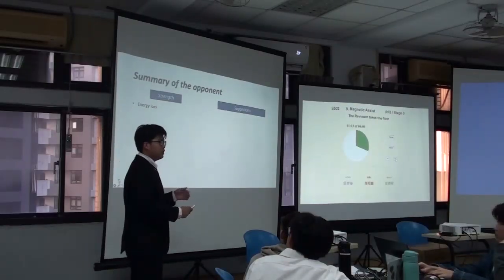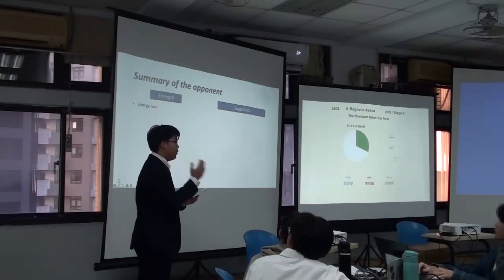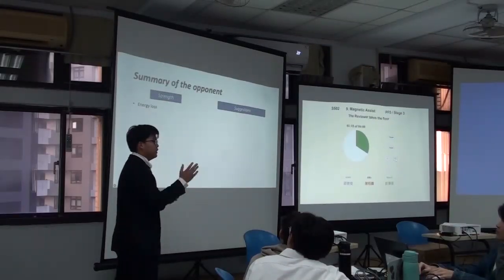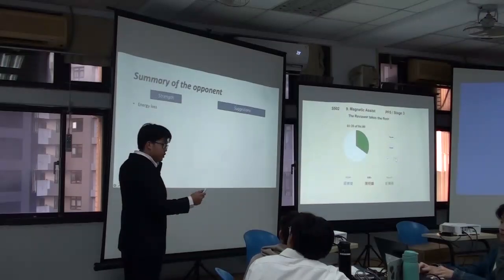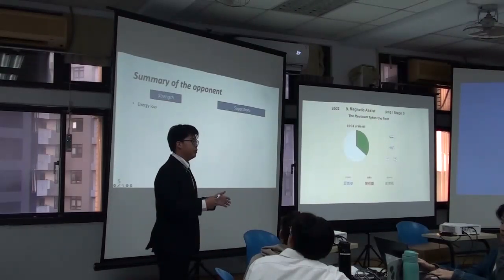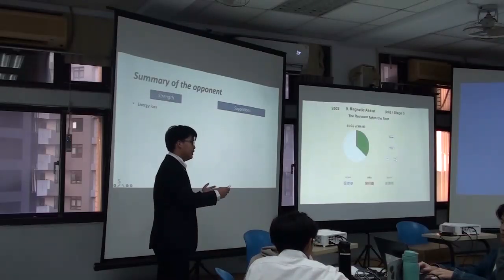The summary of the opponent focuses on the energy loss, which is the string vibrating, and we think that, and also they focus on the velocity, which is also positive. So we think that the opponents could focus on more experimental data, such as how they're releasing the magnets.